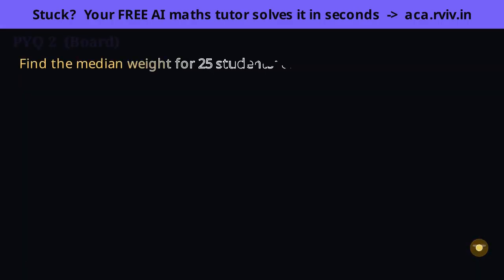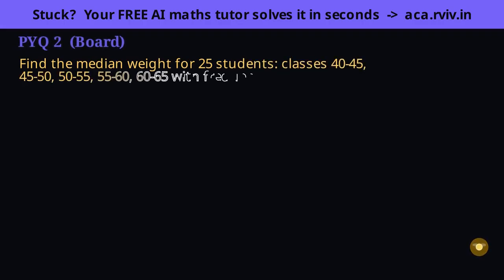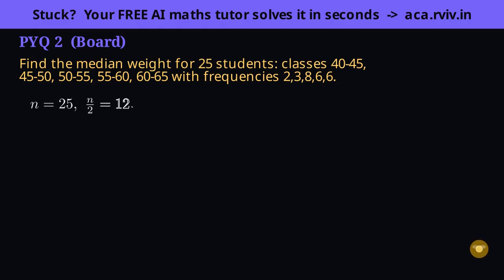Cumulative frequency points straight to the median class, even with an odd count. The median is about position, so build the cumulative frequencies and find the middle. 25 students, so N over 2 is 12.5, a half, because the count is odd. Don't round it, the formula handles the half fine. Walk up the cumulatives to where they first pass 12.5. It reaches 13 at the class 50 to 55, that's the median class, the Ogive's halfway crossing.